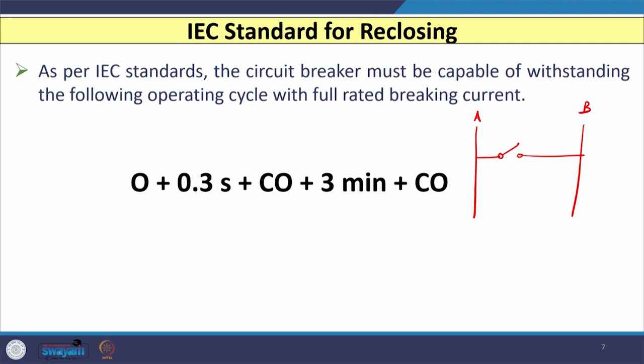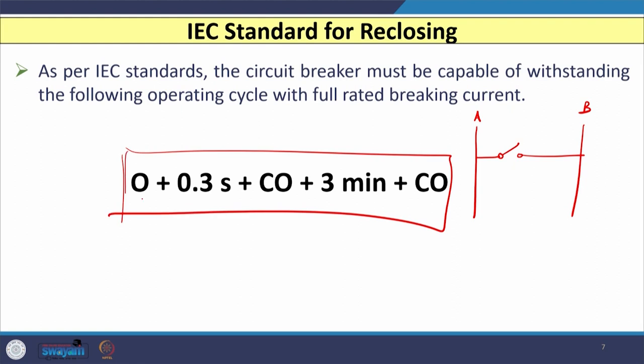So, when we talk about reclosing attempts, as per IEC standards, the circuit breaker must be capable of withstanding certain operating cycles at rated breaking current. This cycle is given here, where O is nothing but opening, the opening of the pole of the circuit breaker.